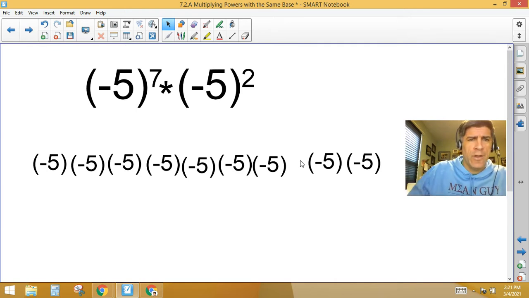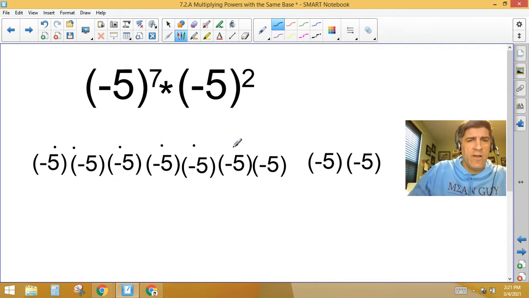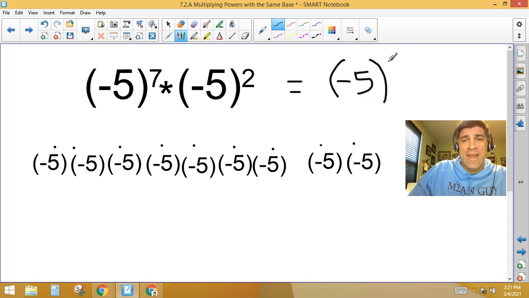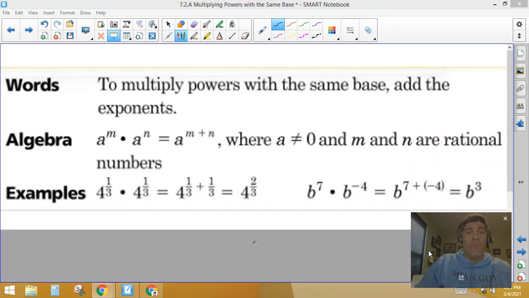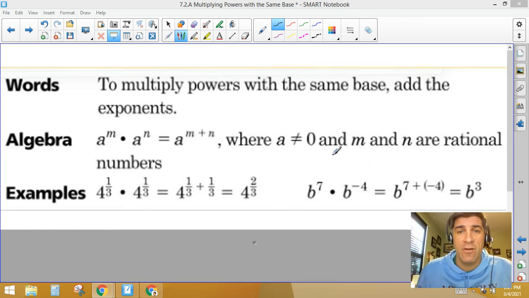So what's the shortcut? Well, let's see. I have 1, 2, 3, 4, 5, 6, 7, 8, 9 of them. So together this equals negative 5 to the ninth power. What can I do to 7 and 2 to make 9? You got it. So here's the rules for what we do. To multiply powers with the same base, we just add the exponents together. All right, the base stays the same.